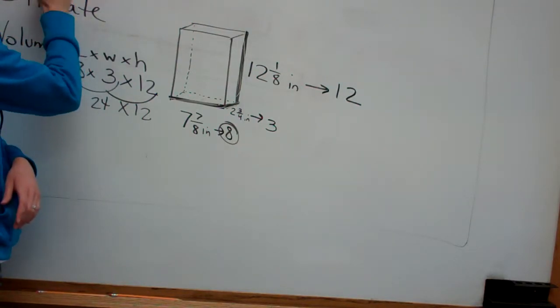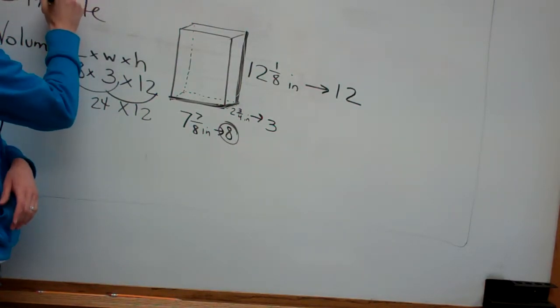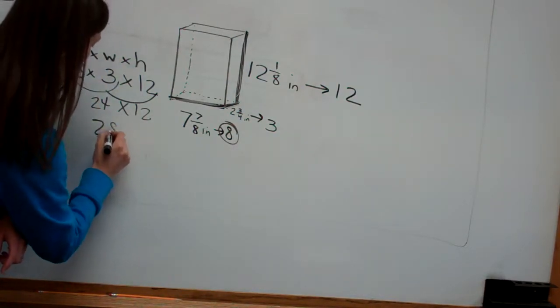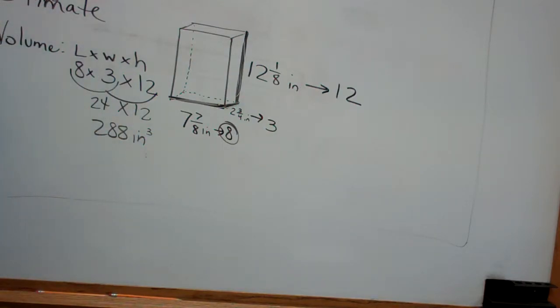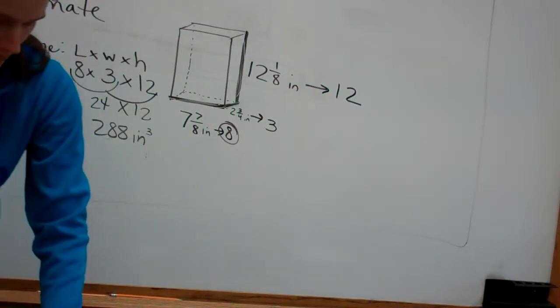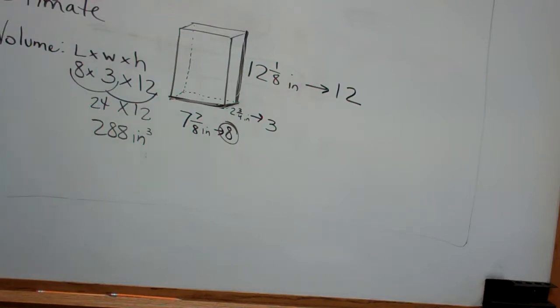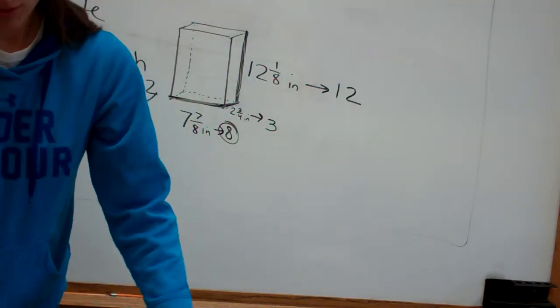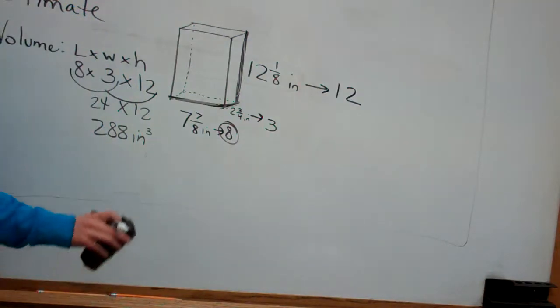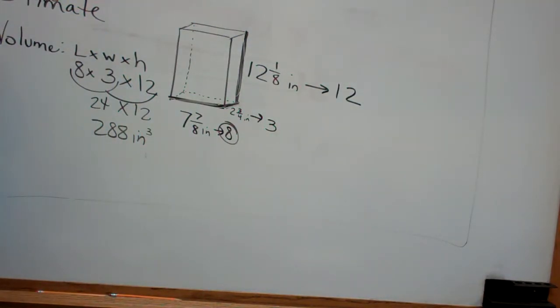I got 28, I don't know why. Let me check my math, make sure I did it right. 288 inches cubed. No, the final answer is 288. You forgot to bring down the other 8. 2 times 4 is 8, and then 2 times 1 is... Everybody feel like they understand it? Yeah. Okay, that's lesson 103.